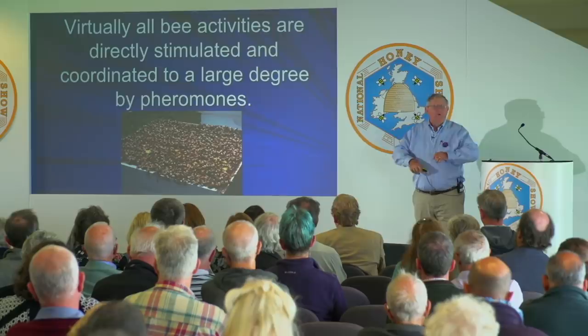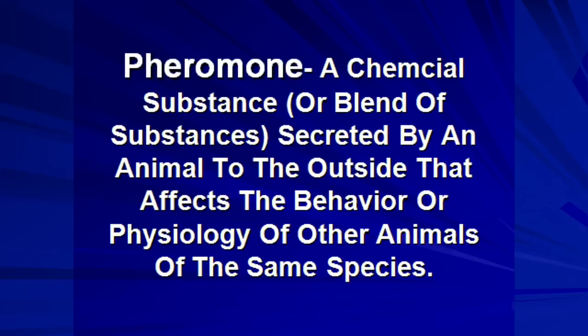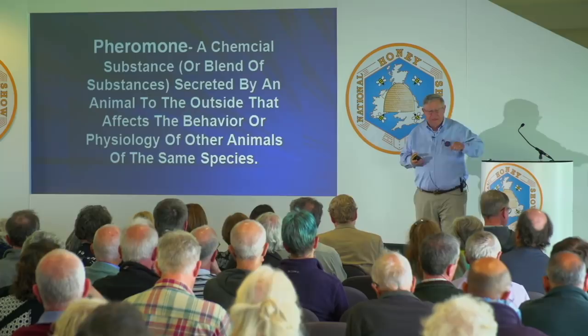Virtually all bee activities are directly stimulated and coordinated to a large degree by chemicals that we call pheromones. What is a pheromone? It's a chemical substance or a blend of substances secreted by the bee to the outside of his or her body that affects the behavior and the physiology of other bees within that particular colony, or affects other bees within another colony if they happen to come in contact with the other. So it's a chemical produced by glands within the bee, secreted to the outer surface of the bee, and it causes effects on other bees.